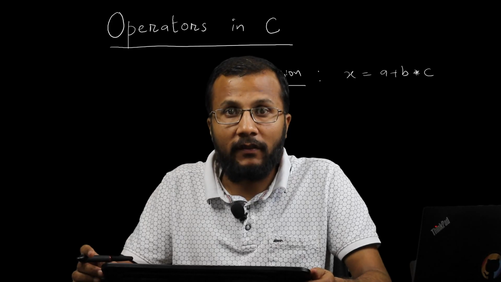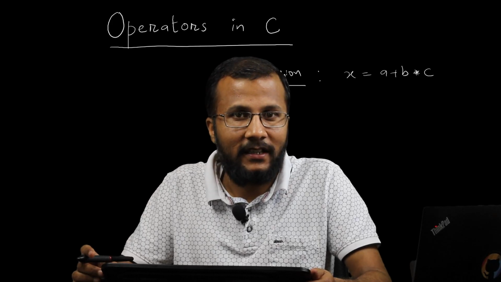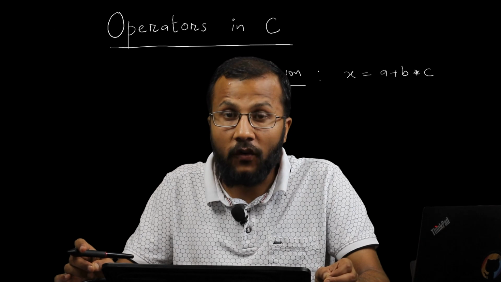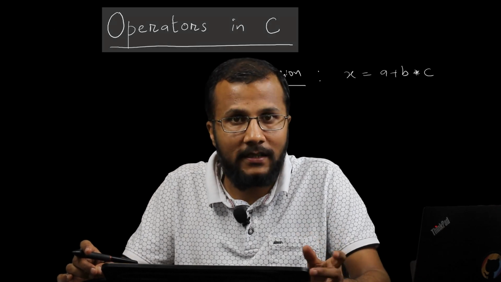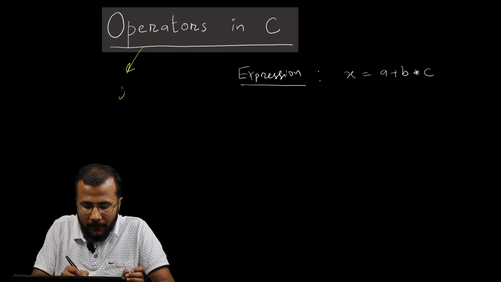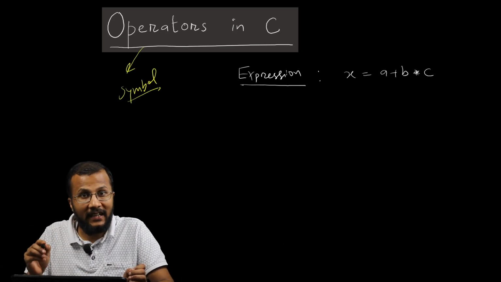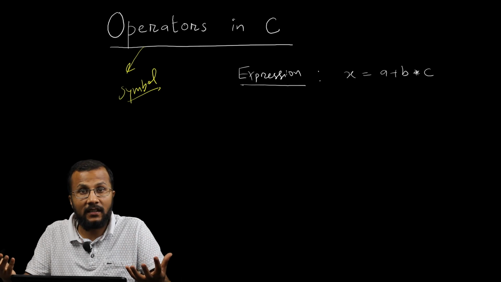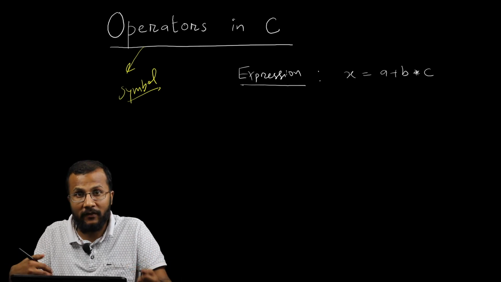In the previous section, we have learnt about data types and constants. We are going to dedicate this section to learning about operators in C. Now, what do you understand by an operator? An operator is a symbol which performs a specific task. We have already seen certain operators in one of our previous lectures.